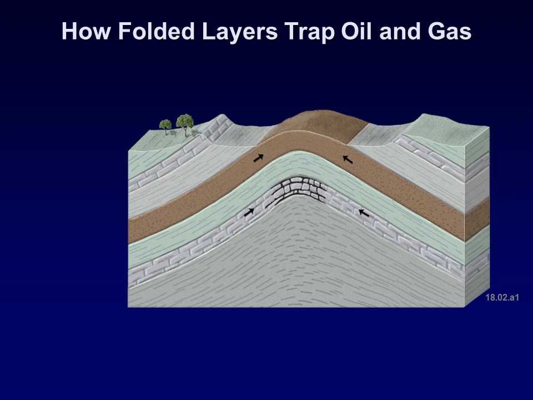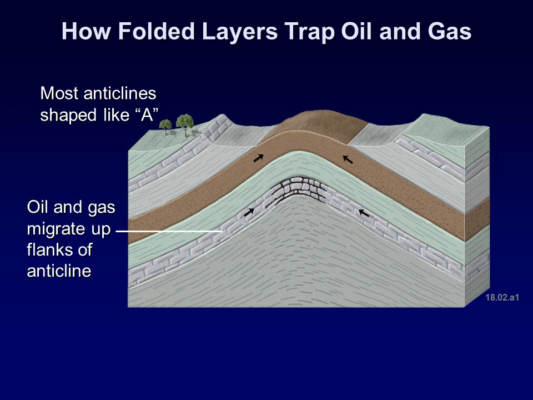How do folded layers trap oil and gas? So in this case, we're looking at an anticline, and the way I always remember anticline is that the arms of the fold bend down away from the axis, and so they look like the letter A. And an anticline is a fantastic place to trap oil if you have the right sequence of layers. Okay, most anticlines are shaped like an A.